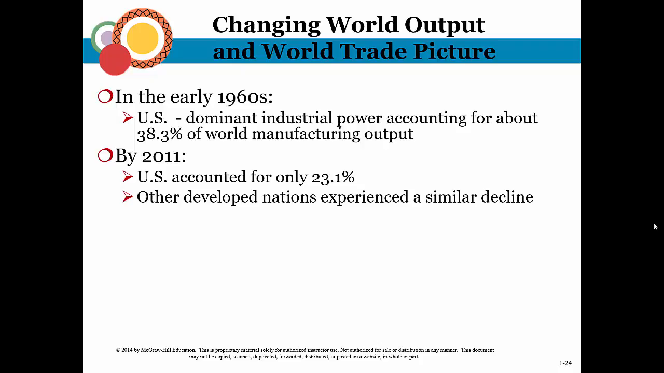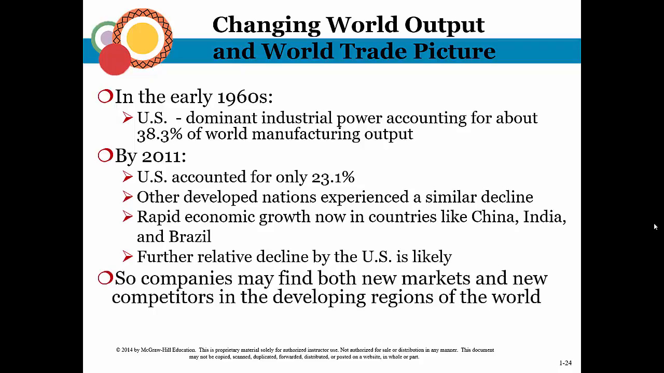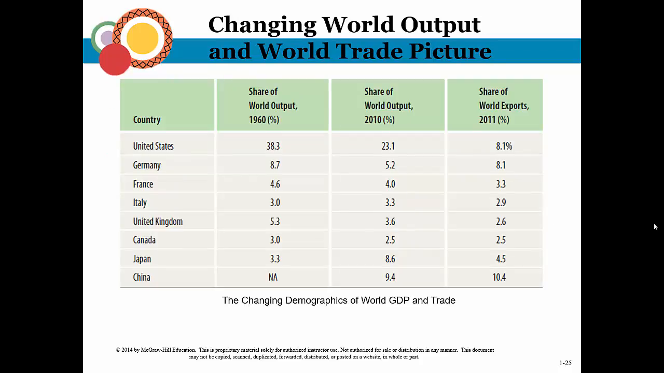Other developed nations have also experienced a decline to some degree. Rapid economic growth now in countries such as China, India, and Brazil are usurping countries that historically have been producers, if you will. So instead of goods being manufactured in the U.S., in Europe, now they're in China, India, and Brazil. And the declines continue for the U.S. and will likely continue. So many companies find both new markets and new competitors in developing regions of the world.